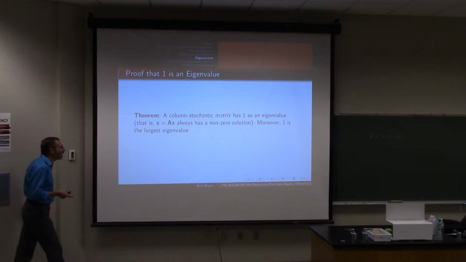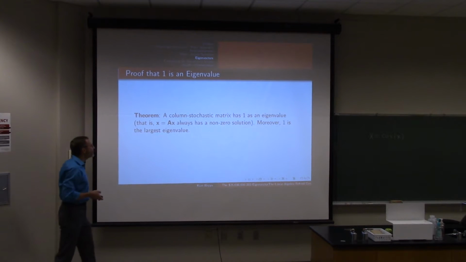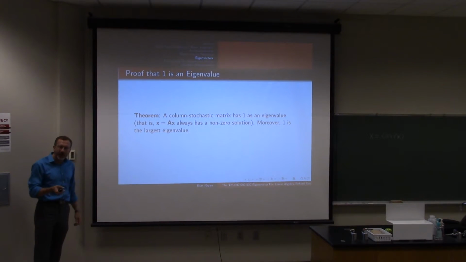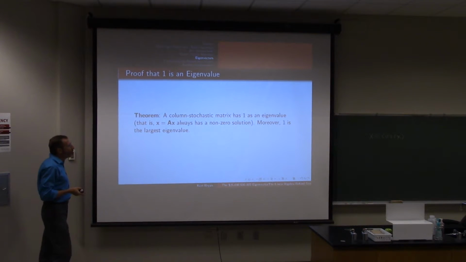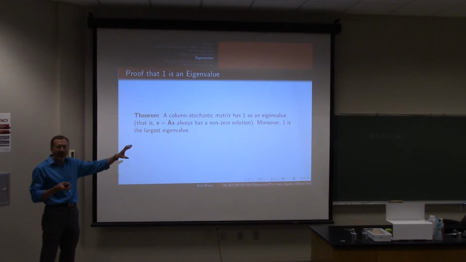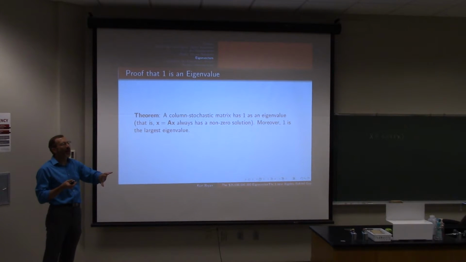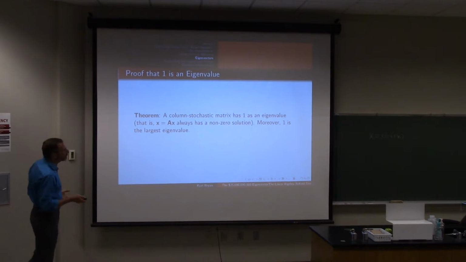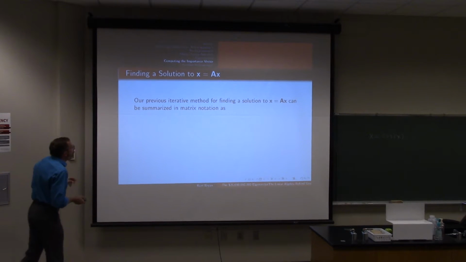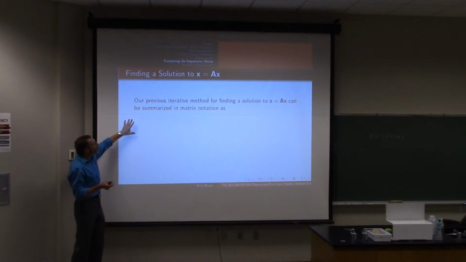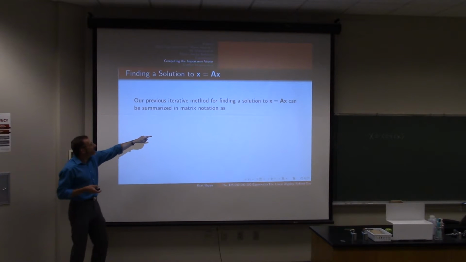And what's even better is that 1 will always be the largest eigenvalue for the matrix. This turns out to be extremely helpful. So 1 will always be the largest eigenvalue as measured in magnitude or absolute value. If there are other eigenvalues, they will be smaller than 1, and if they're complex, they'll have a modulus less than 1.